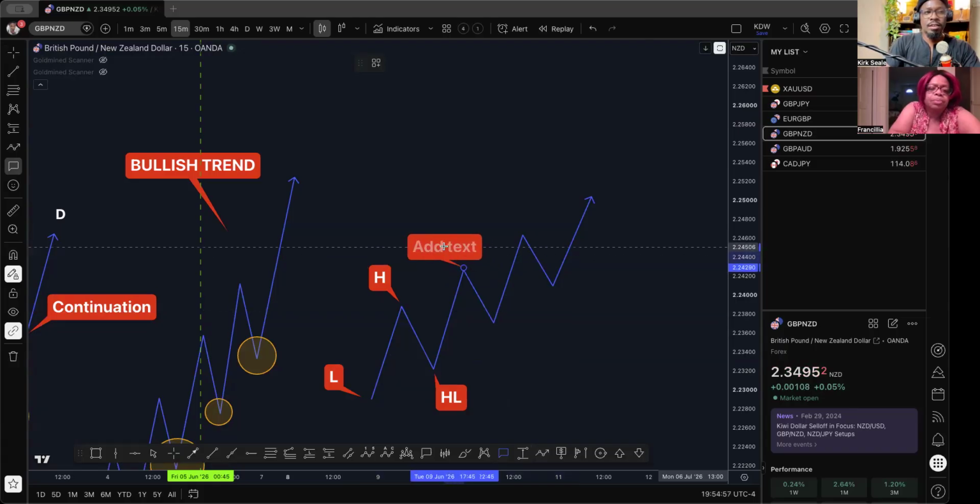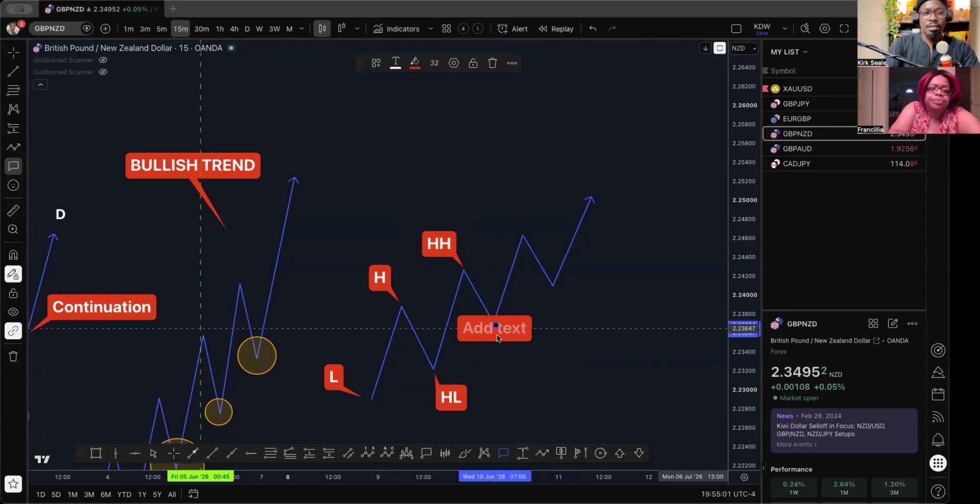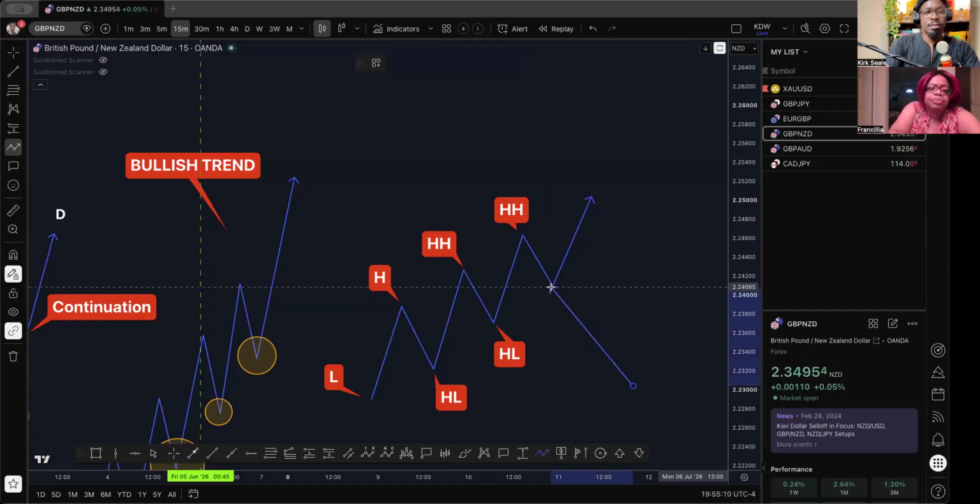This high is called a higher high because it's higher than the previous high. This is a higher low. This is a higher high. Higher high. What is this called? Higher low. Fantastic.